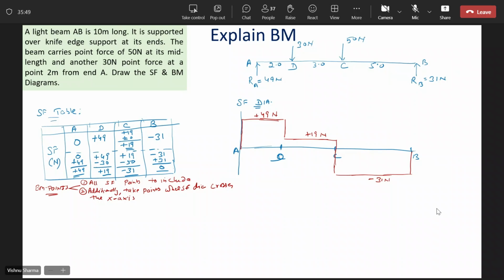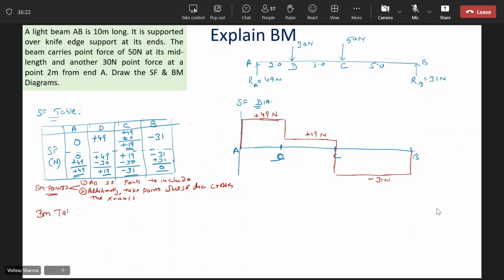Have you understood these 2 points, or does anybody want any clarification? Tell me. Have you understood what I said, guys? Yes, sir. Now, based on what I said, how many minimum points should I take for the BM table now? Four only? Yes, sir, because it is not crossing at any new point. So we had 4 points for SF, so 4 points will continue for BM.